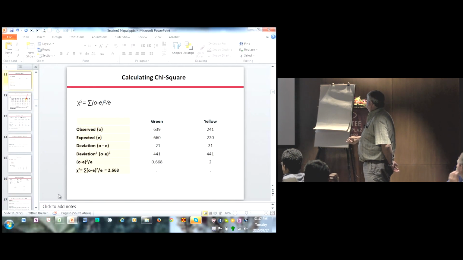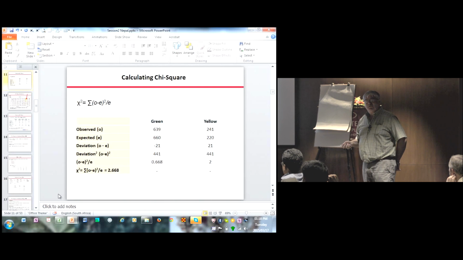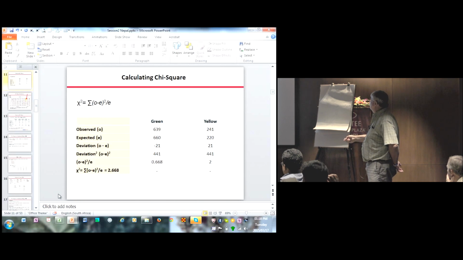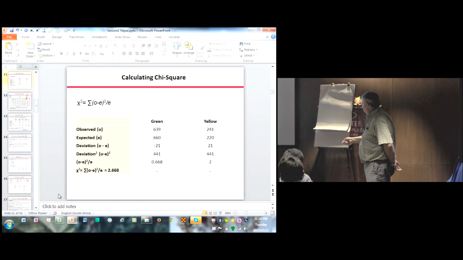I have my observed: yellow, green. I have my expected. Now, I have 880 plants, and I expect 3/4 of them, 3-to-1, yeah, 3/4 of them to be green, and I expect 1/4 of them to be yellow. I work out the deviation between the observed and the expected. Okay. And I get 21.